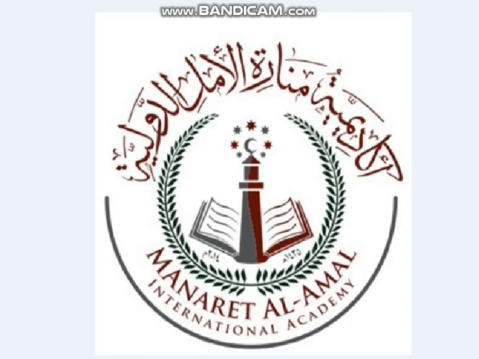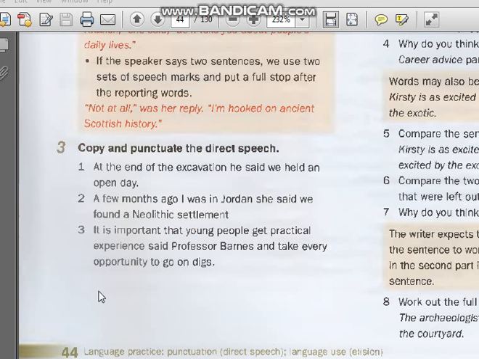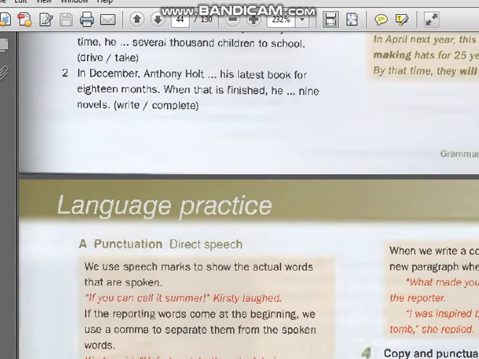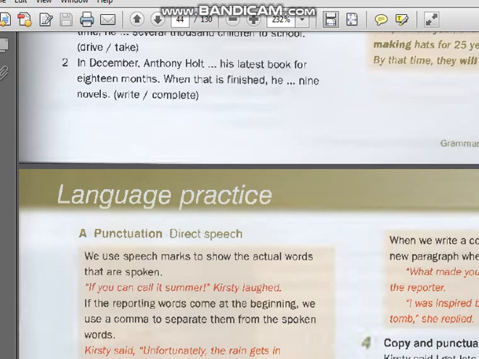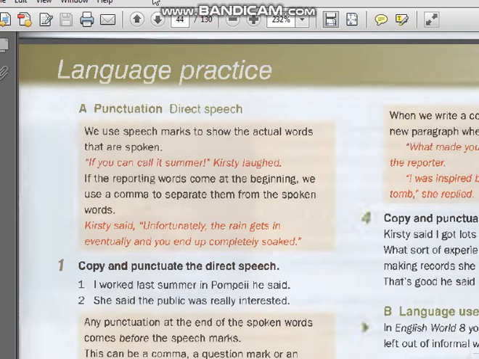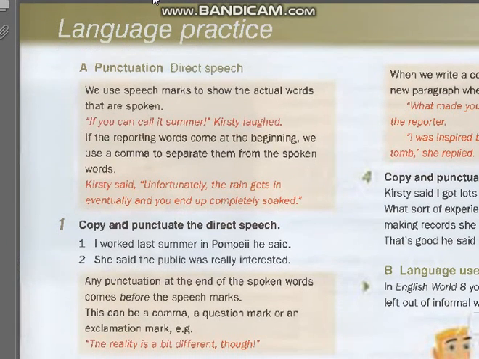Good morning. Today I'm going to talk about language practice, punctuation, direct speech, page 44. Open your pupils book, page 44. Let's begin from the beginning of the lesson. Language practice. In previous classes, we have learned about commas, colon, semicolon, and when we can use these punctuation marks. Now we are going to talk about direct speech.